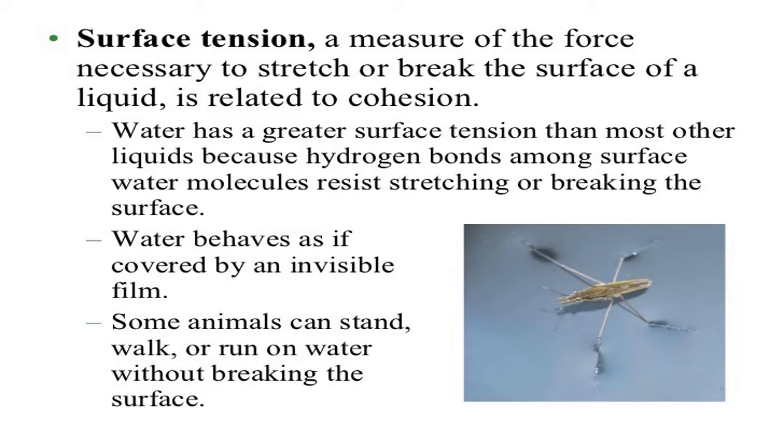Some animals can stand, walk, or run on water without breaking the surface. And this is seen in the figure. We have here an insect that is seen floating on the surface of the water, and the insect is not breaking the surface tension in the water.